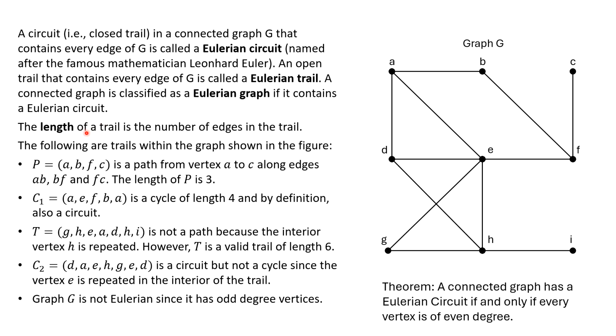So I want to go through some of these different concepts here using this example, graph G. I also note here the length of a trail is the number of edges in the trail, not the number of vertices.